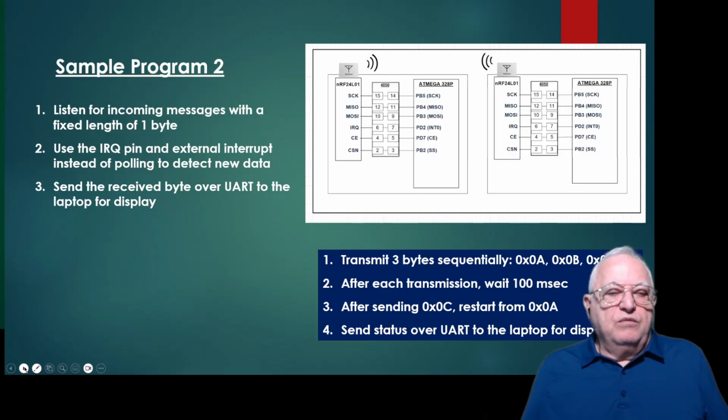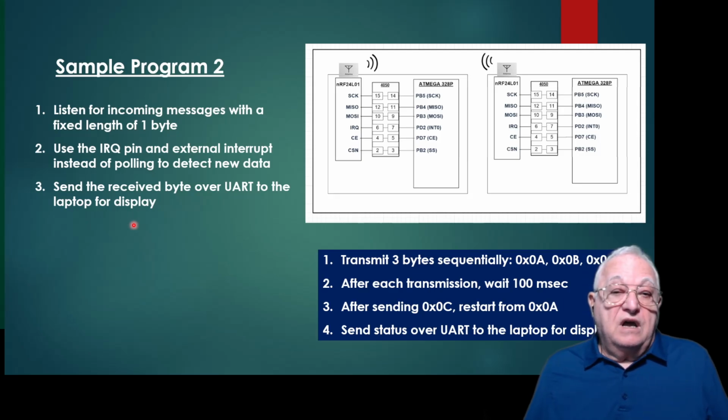Next, we're going to send the received byte over the UART to the laptop. So we're going to use interrupts, and when we get a message, we're going to send it to the laptop, and then we're going to be able to evaluate how many messages we actually got, and later on we're going to look at the acknowledgement, because sometimes we may be getting all the messages, but the transmitter may not be getting the acknowledgement because there is a lot of problem with interference at the transmitter.